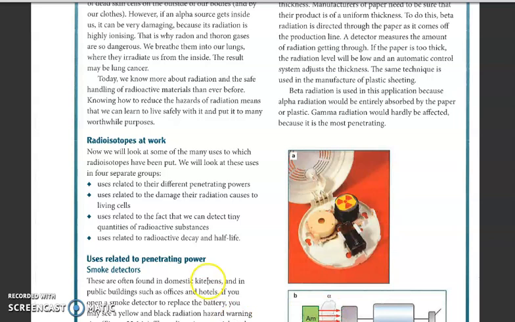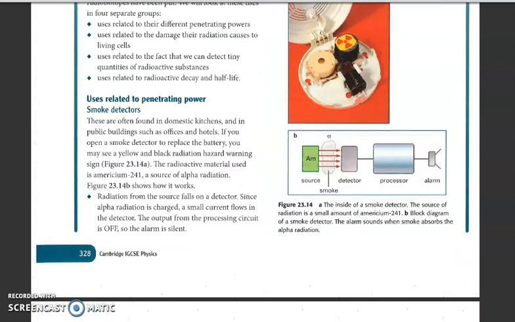So let's discuss the first topic, that is, uses related to penetrating power. The first is smoke detectors. They are often found in domestic kitchens and in public buildings such as offices and hotels.